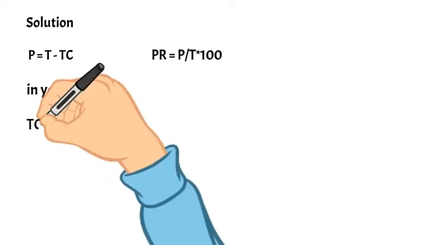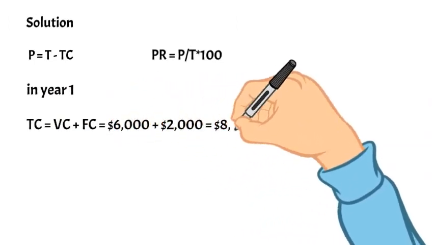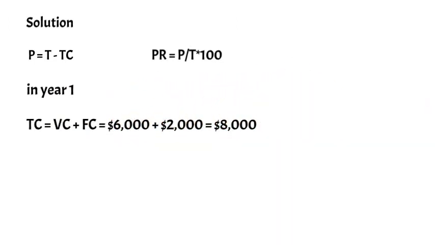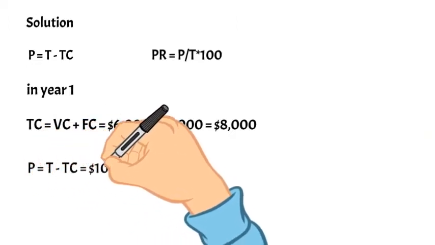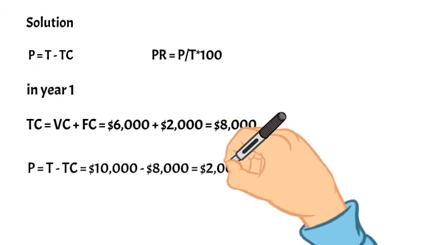To calculate the profit we need the turnover, which is $10,000, and the total cost. We don't know the total cost, but we know that it is equal to the sum of the variable cost and of the fixed cost. So, in our case $6,000 plus $2,000 equals $8,000. Now we can calculate the profit. We subtract the total cost of $8,000 from the $10,000 turnover and we get $2,000.